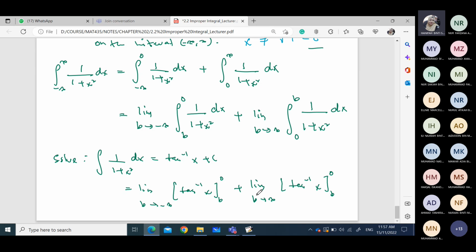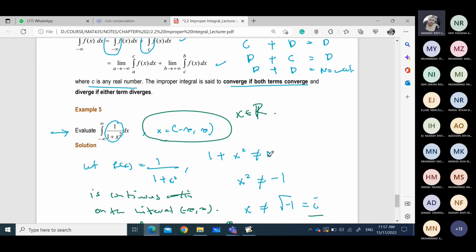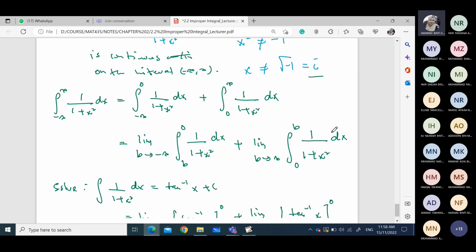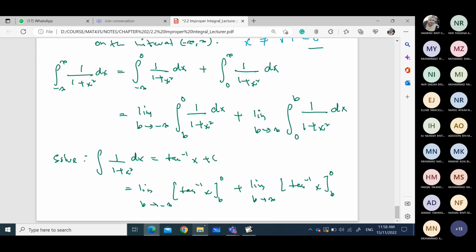Okay, so next you need to identify for the first term whether it converges or diverges. Sama juga dengan second term kat sini. If both converge, then we can say that the whole improper integral will converge. Boleh buat? Cari nilai dia berapa? Okay, ada soalan tak? Improper integral. Tak ada.